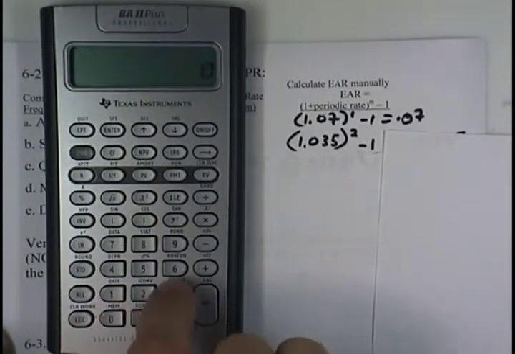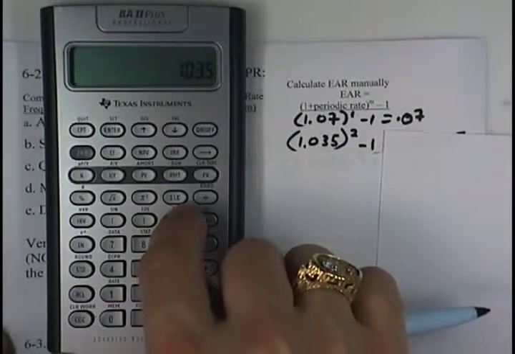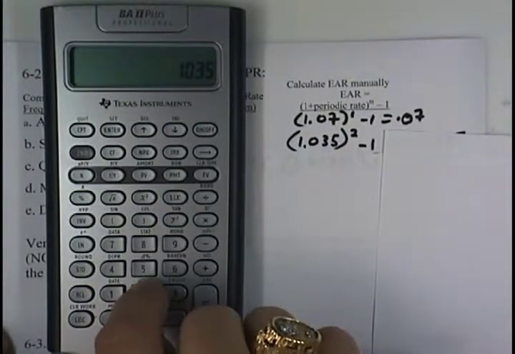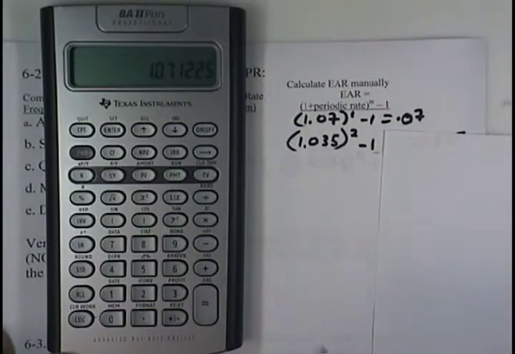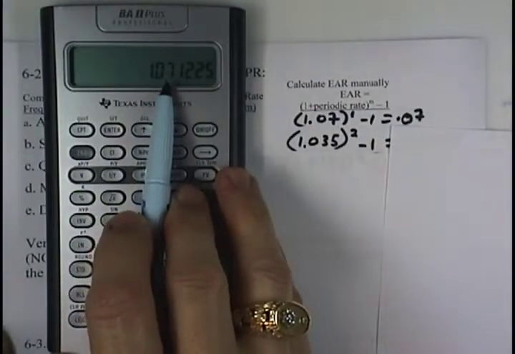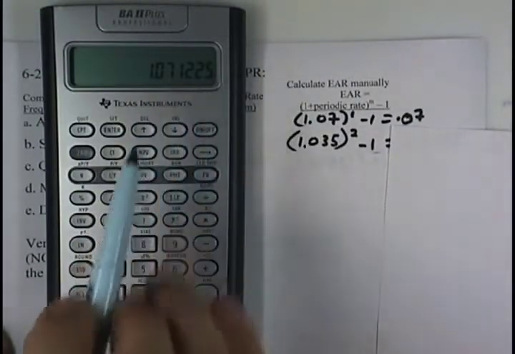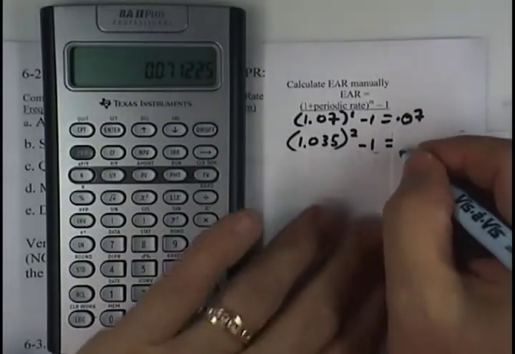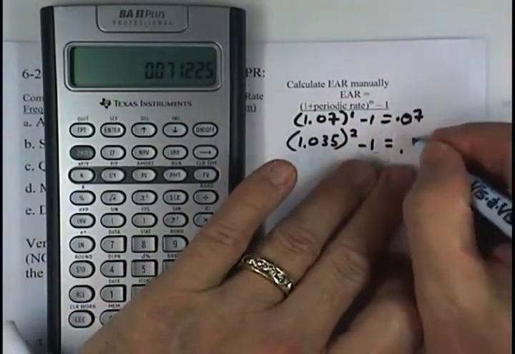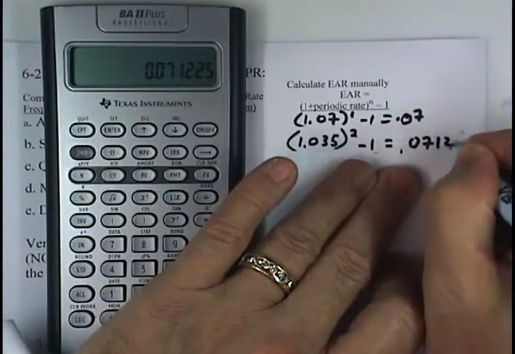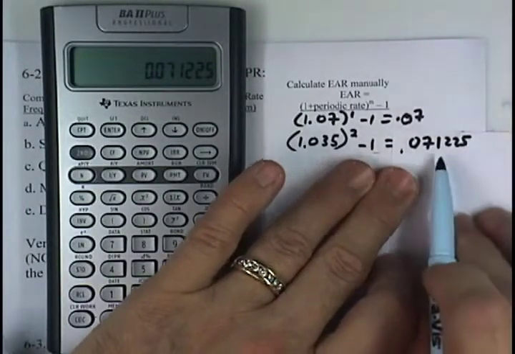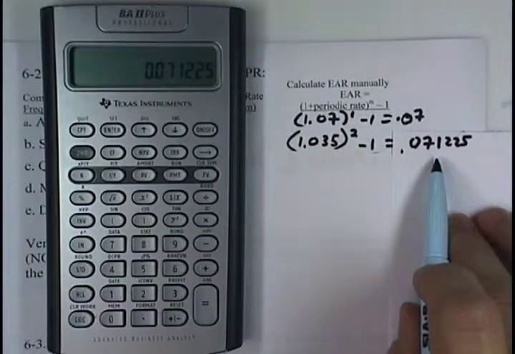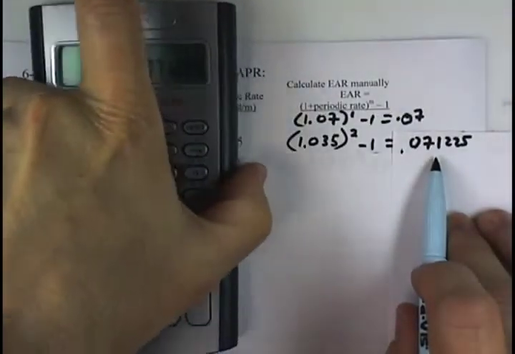1.035, y to the x, 2 to raise to the second power, and I get 1.071225. I'll take the 1 off, and that gives me 0.071225, or 7.12% as my effective annual rate.